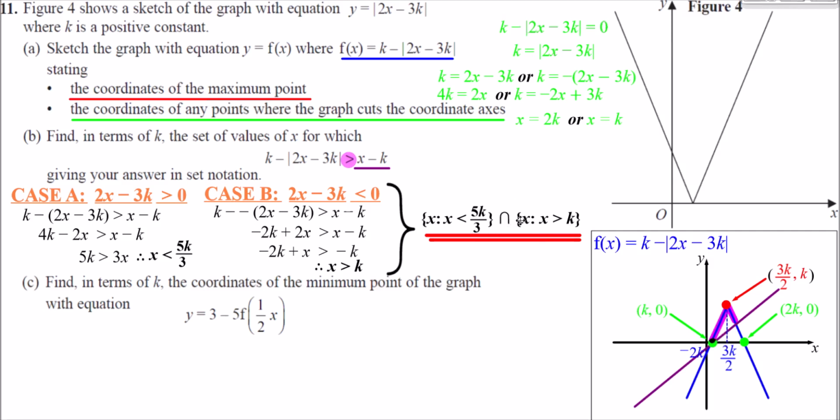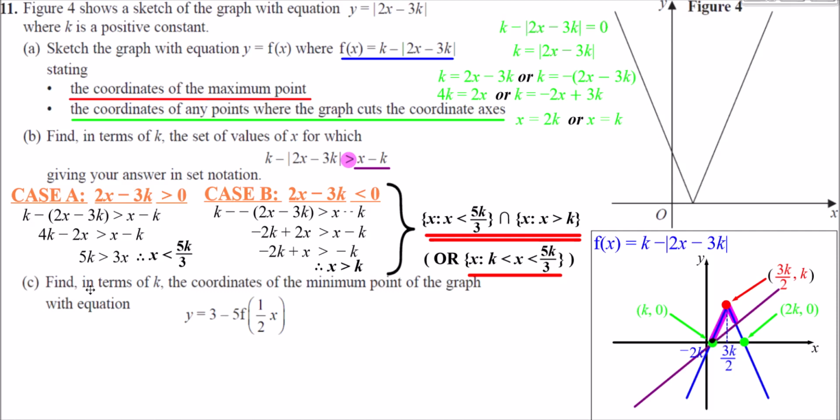Now, because this is an overlapping of two regions, in my opinion, even though the question asks us to give it in set notation, we could just combine this into one single interval, just one single range, as you can see here. Clearly we want x to be in between k and 5k over 3 exclusive. So we could put this into one inequality if we wanted, which would also be acceptable. So we could also say, x such that x is greater than k, but less than 5k over 3.